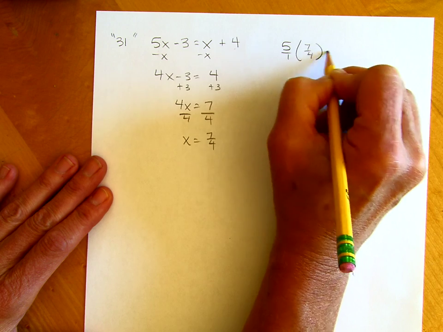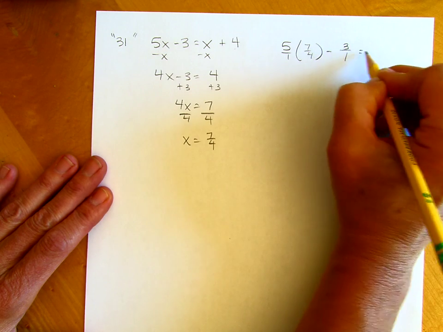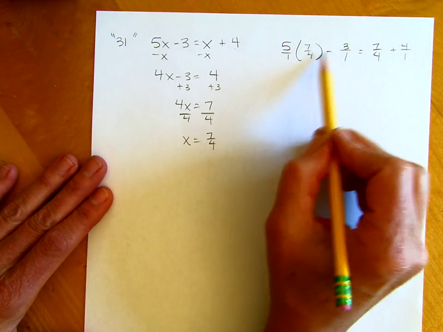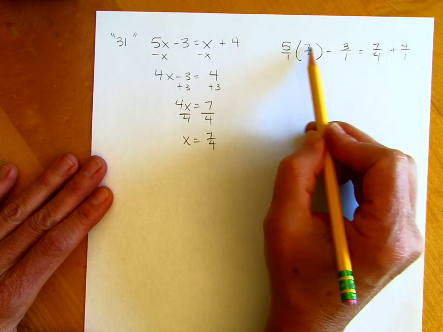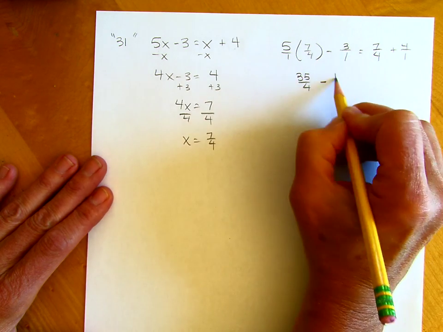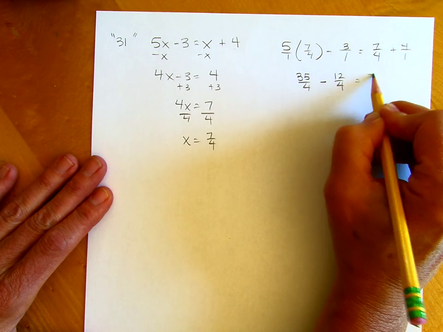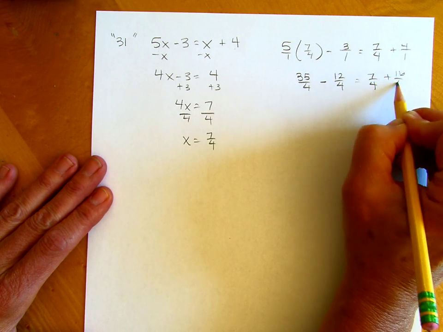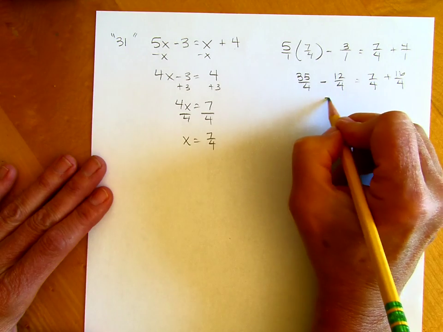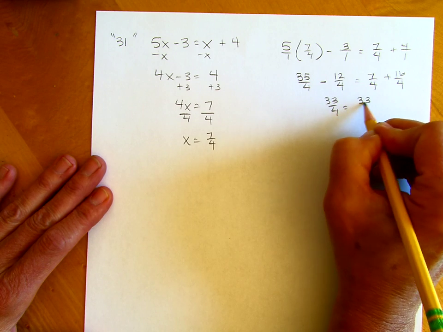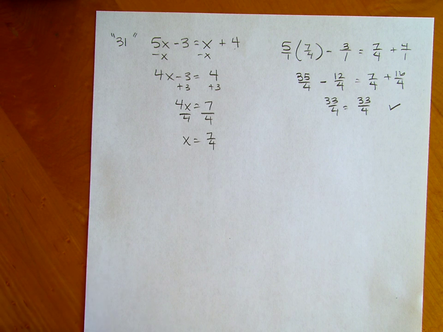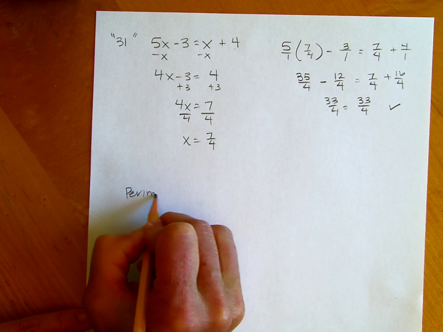So check this. 5 over 1 times 7 over 4 minus 3 over 1. And so when I'm working with fractions, I like to write everything as a fraction. It makes life a lot easier. So this is going to become 35 over 4. And let's make that 12 over 4. And this is 7 over 4 plus 16 over 4. And here I get 33 over 4 equals 33 over 4. Check.